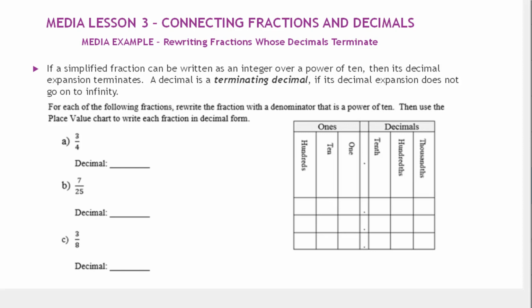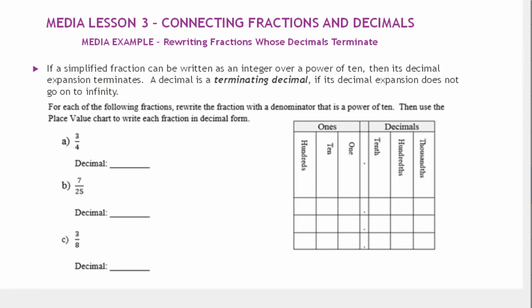In this example, we're going to learn how to rewrite fractions whose decimals terminate as decimals. You may remember the words terminating or repeating, so we're going to talk about what that means first. If a simplified fraction can be written as an integer over a power of 10, then its decimal expansion terminates. Terminates means that it stops and the numbers don't keep going on forever. A decimal is a terminating decimal if its decimal expansion does not go on to infinity.